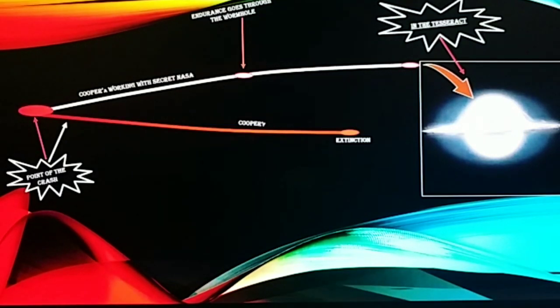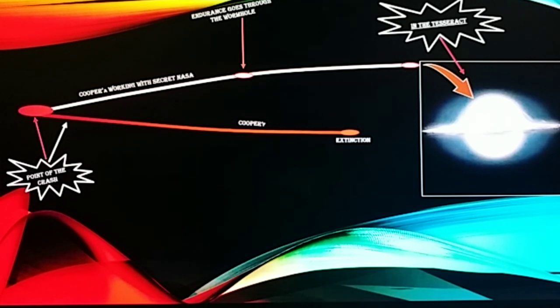So this is Cooper A's world line that we know. He was working with NASA, which was now a secret organization. He went through the wormhole, and here he went inside the Tesseract. And we also know that after the point of crash, there was another world line of Cooper F created, which at this point was heading towards extinction.